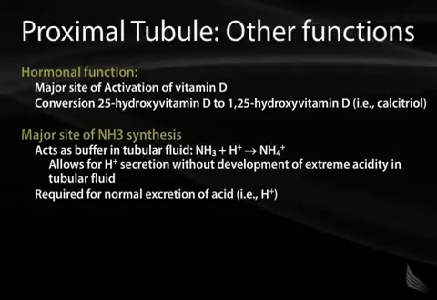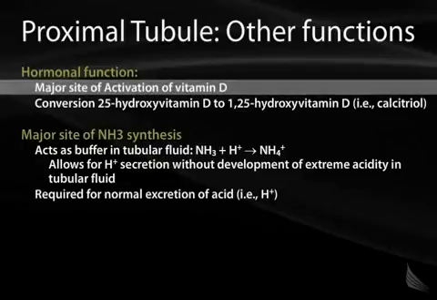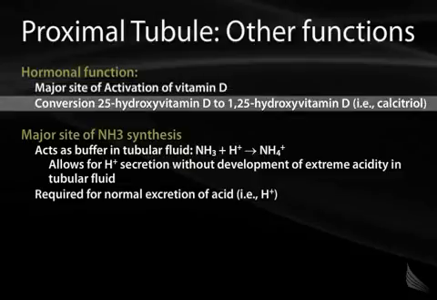Some of the other functions of the proximal tubule include hormonal functions, as well as being the major site of ammonia synthesis. The proximal tubule is the major site of activation of vitamin D, where vitamin D exists in the inactive form of the 25-hydroxy state. It must be hydroxylated to 1,25-hydroxyvitamin D, or calcitriol, to be active. This process occurs primarily in the renal proximal tubule.